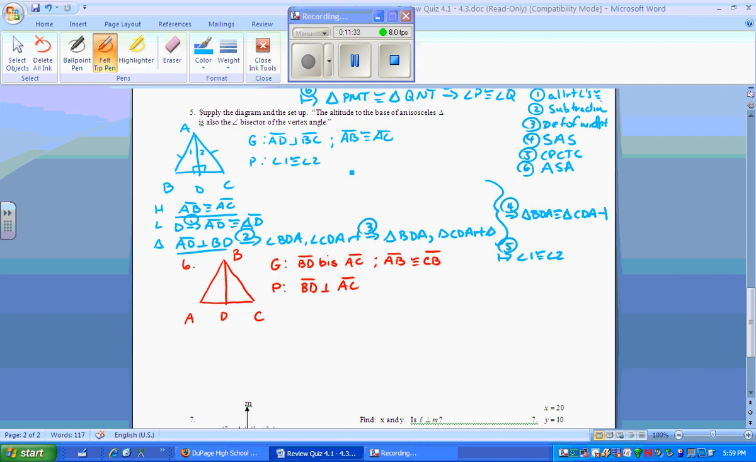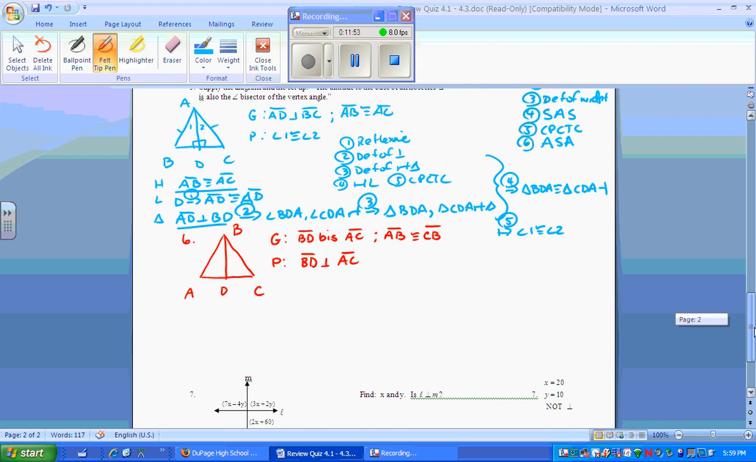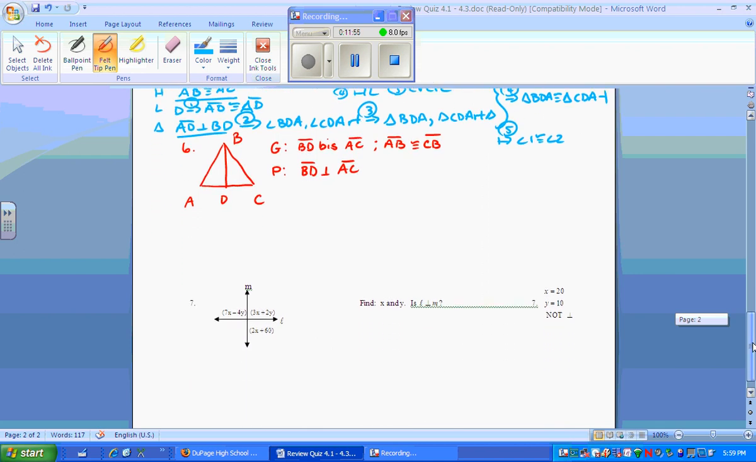Let's give our reasons for that. Reason 1 is reflexive. Reason 2 is definition of perpendicular. 3, definition of right triangle. 4, HL. And 5 is CPCTC. Hopefully you're doing well so far.